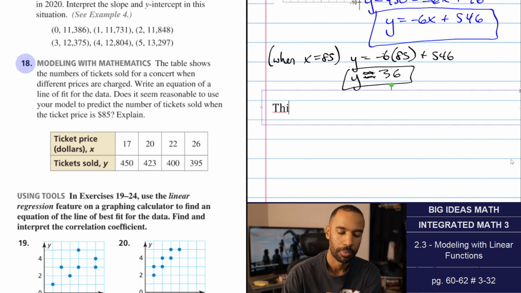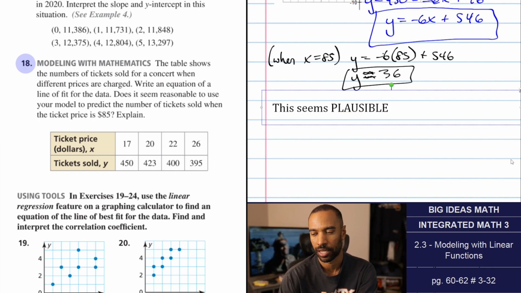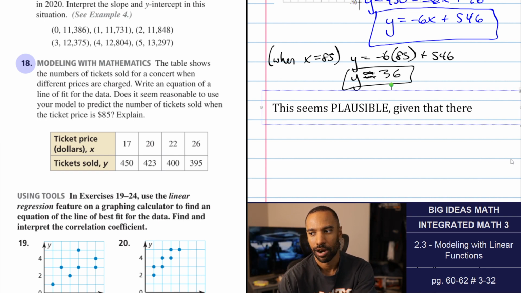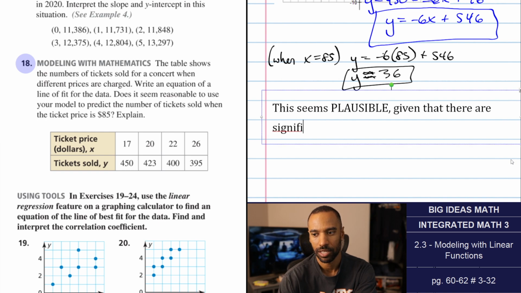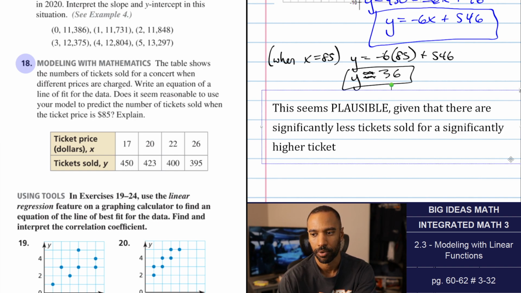This seems plausible. Maybe I was a little too harsh about the correlation being weak. It seems plausible, given that there are significantly less tickets sold for a significantly higher ticket price, and the number of tickets sold is still positive.